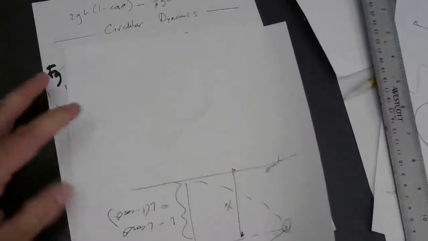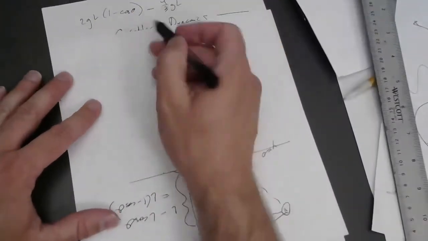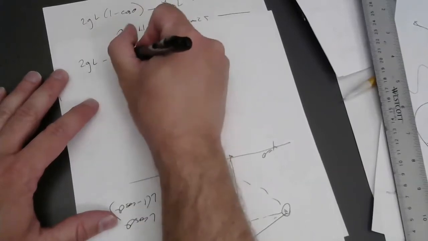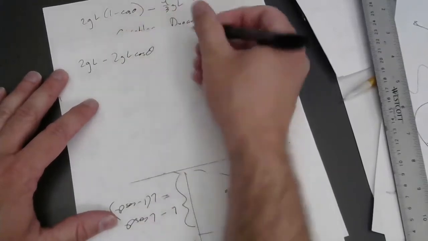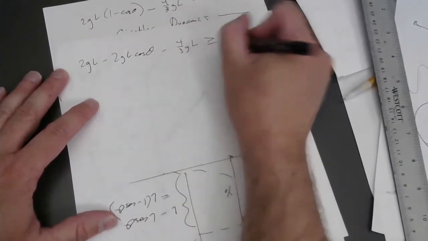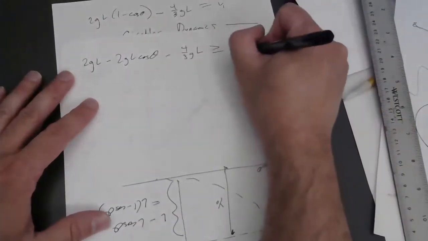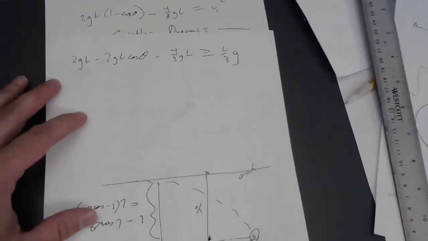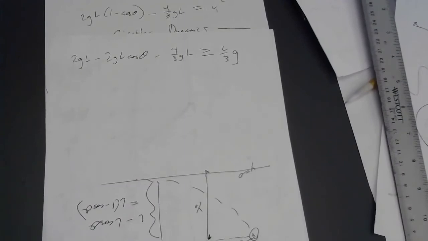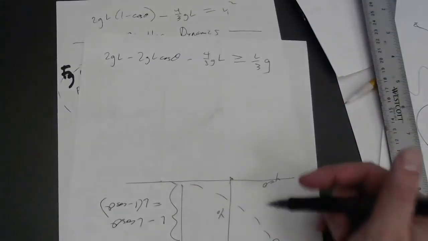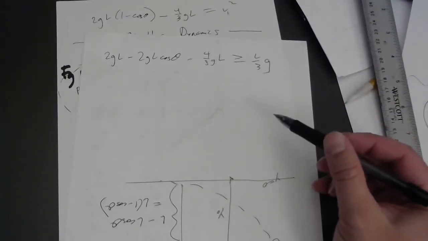So I'll continue the algebra here and say, I think I'll distribute here, 2GL minus 2GL cos theta minus 4/3 GL. Well, that's got to be greater than or equal to L over 3 G. We just determined that by looking at the dynamics of circular motion. So the dynamics, that's F equals ma, you're talking about vectors. Here we're talking about scalars. This is the energy statement. Okay, how do we proceed from here?